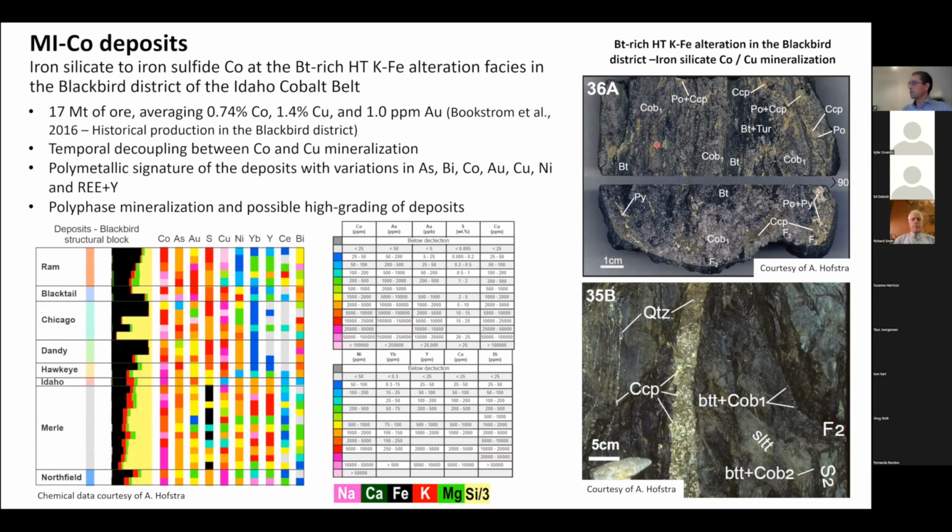These deposits are also complex because they've been remobilized and overprinted by many different stages of mineralization and alteration. This has possibly resulted in a high grading of the deposit, actually benefiting mineralization. This is illustrated by the very high grade cobalt that was present in the Blackbird deposit in association with copper and gold as well. But something that we can see is that iron in variable proportion is systematically associated with the formation of these zones of mineralization.